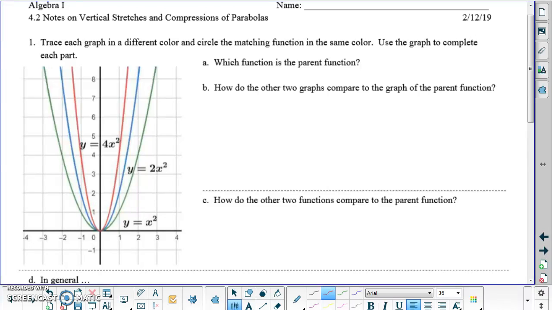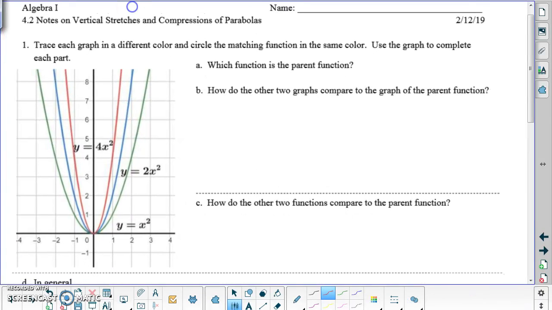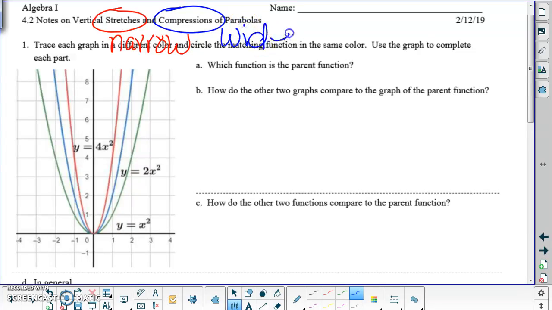We're going to talk about vertical stretches and compressions. A stretch is when your graph gets narrow, so you can write narrow next to stretch. And a compression is when your graph gets wider. Think of when you stretch your arms in gym class, they get closer together, you're trying to be really tall. So the red parabola is going to be the narrowest, and the green parabola is the widest.